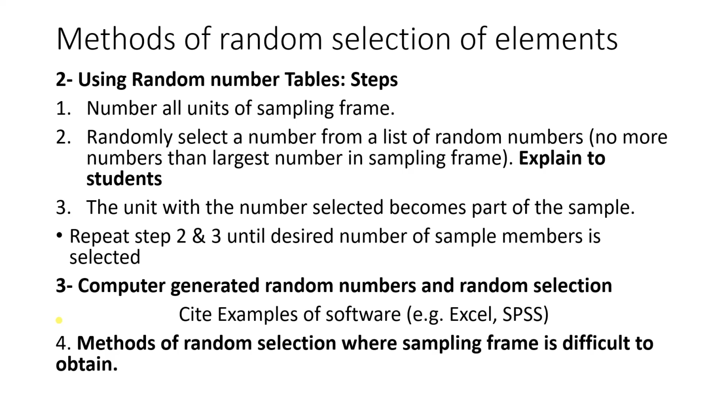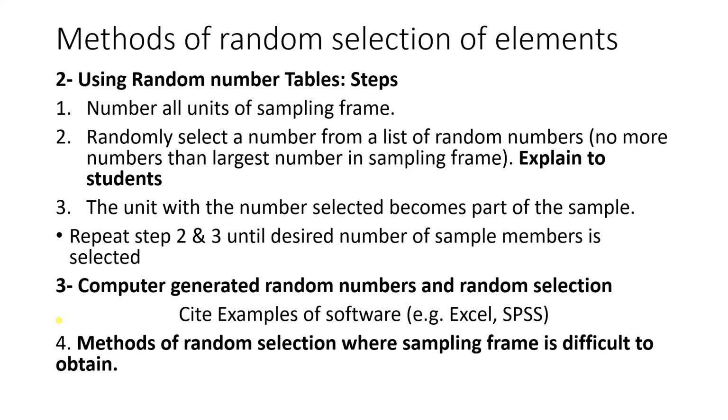And if we have 1000 elements, there are 4 digits, so at the second step we decide whether we will use the last 4 digits or the first 4 digits of the random number table. Then, as usual, after selecting, if the number is not larger than the largest number in the sampling frame, we select that unit and include it in our sample. We repeat steps 2 and 3 until the desired sample size is reached.